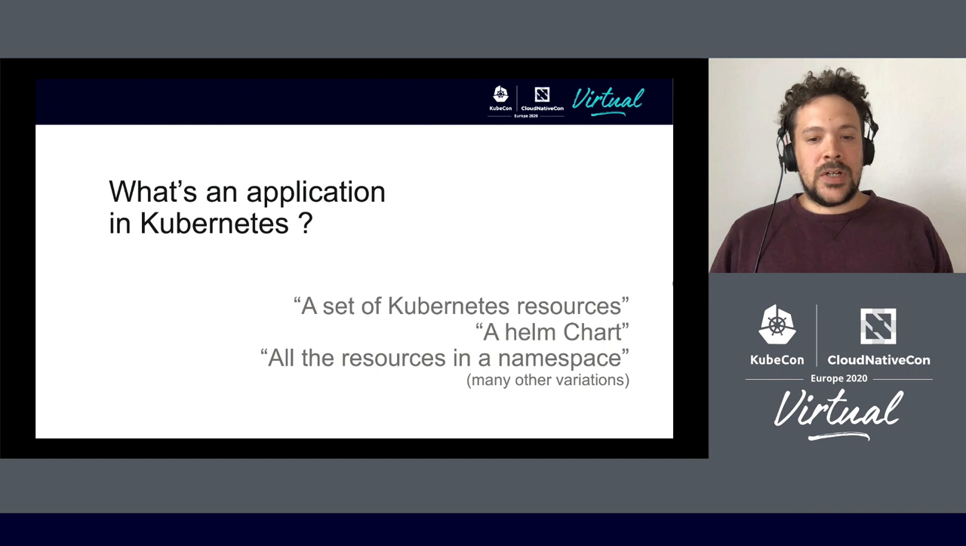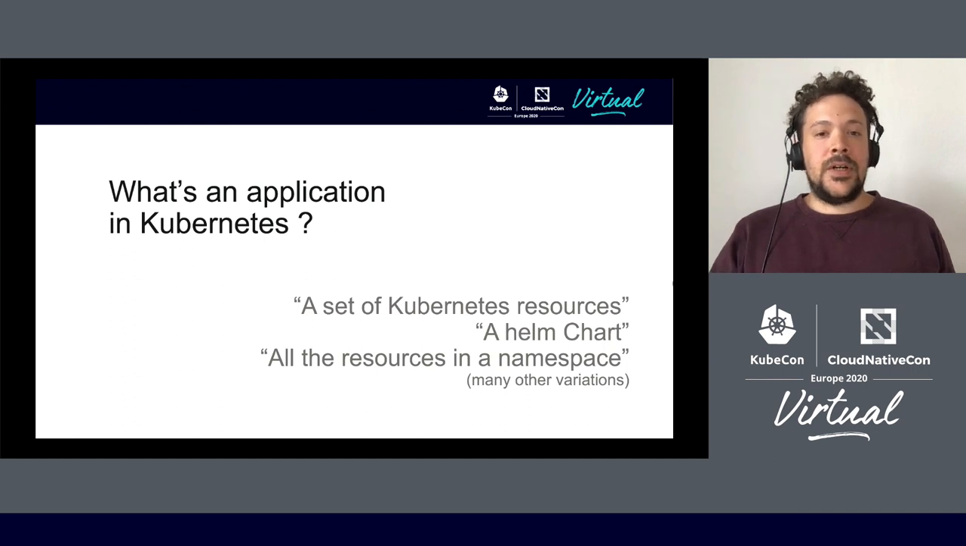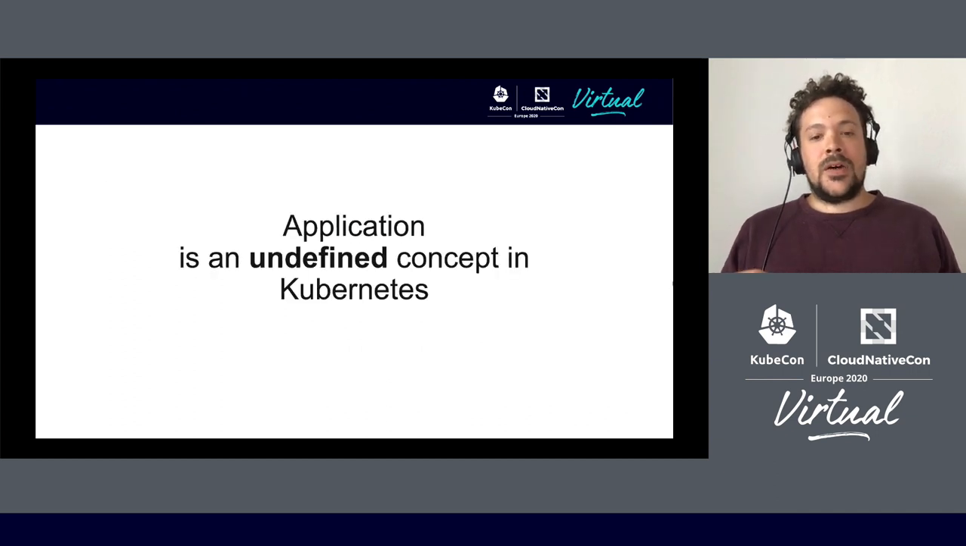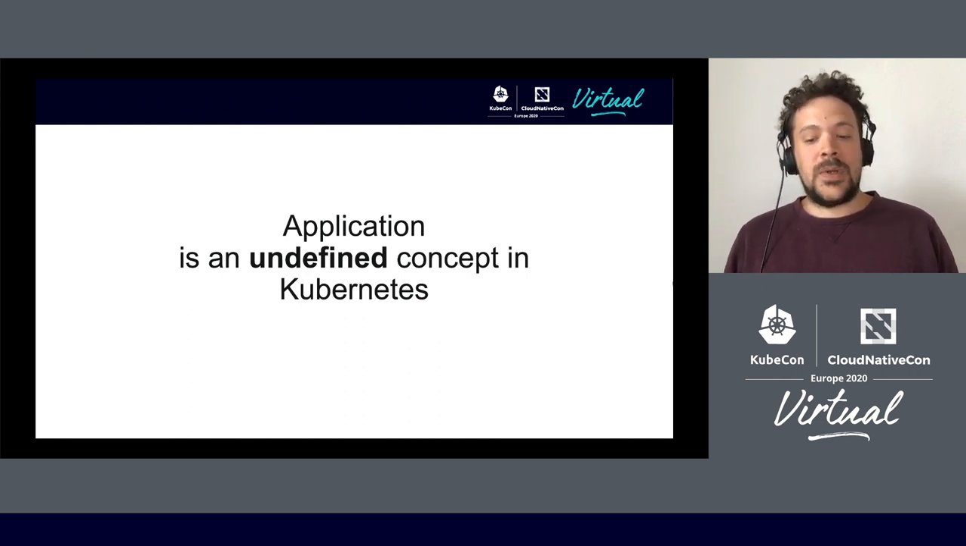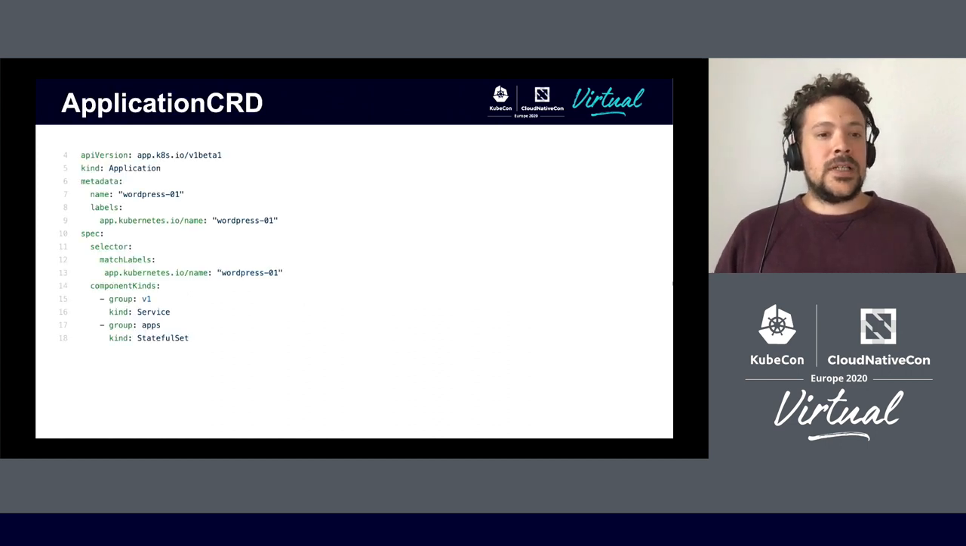So what does it mean to have so many different answers? It means there is no real concept in Kubernetes of an application. And that's a bit of a paradox, because we see the main usage of Kubernetes is to manage applications, yet we don't have a definition of application. And this is why, with sig-apps, we have built a new resource called Application. It starts as a SIG project, so it's a CRD for now.